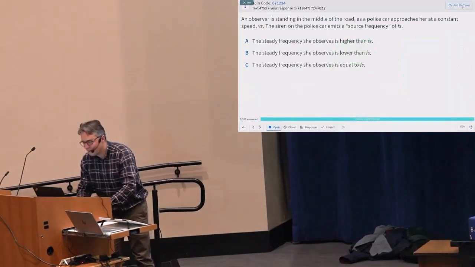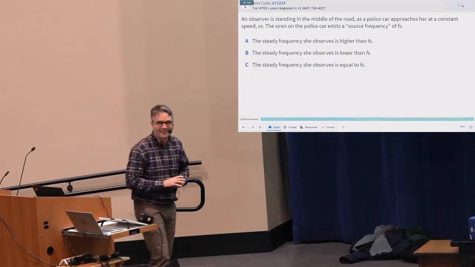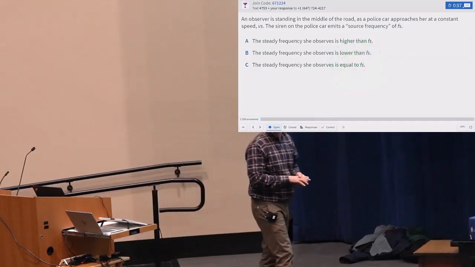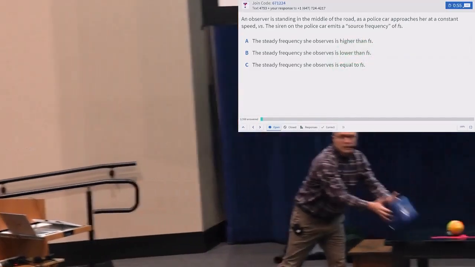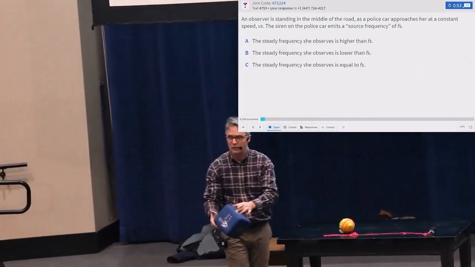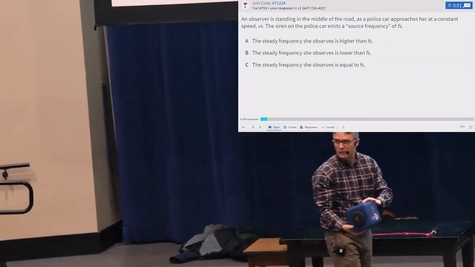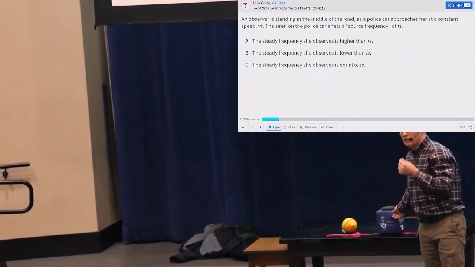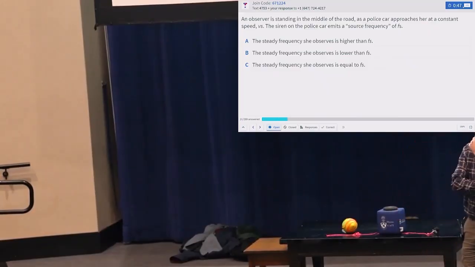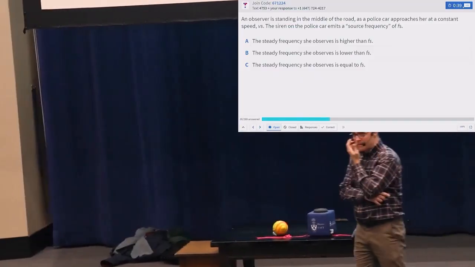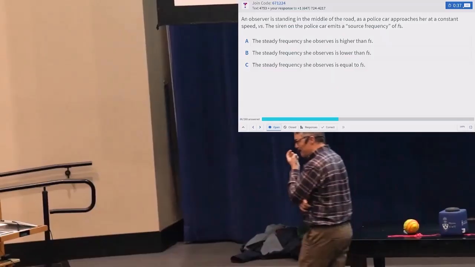Okay, so let's do this question again. You have an observer standing in the middle of the road with a police car approaching her at a constant speed. The siren on the police car emits a source frequency of Fs. In this case, is the steady frequency she observes A, higher than Fs, B, lower than Fs, or C, equal to Fs?